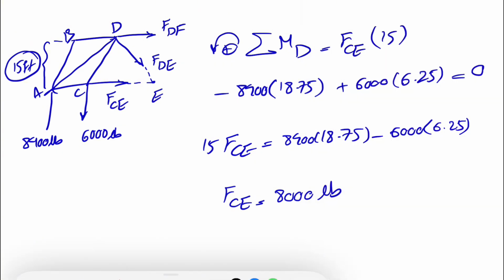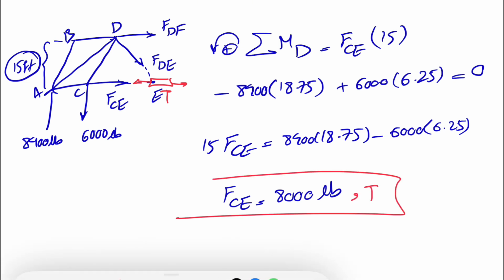Let's figure out if the member is in tension or compression. So the member is somewhere in here and has to be in the opposite direction, so it will be in tension. That's the first unknown in this question. Let's move on to the second one.